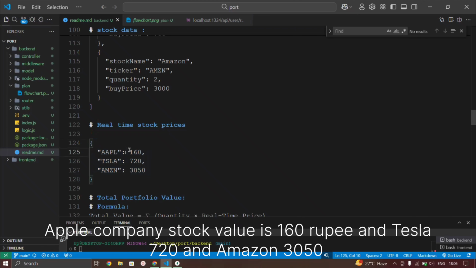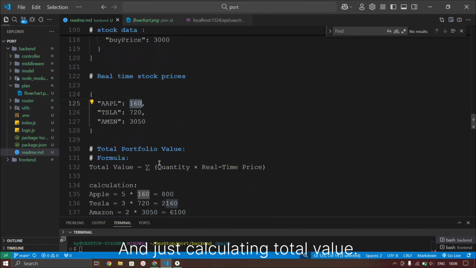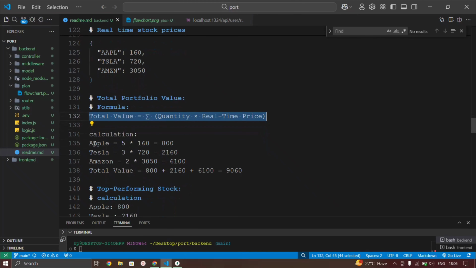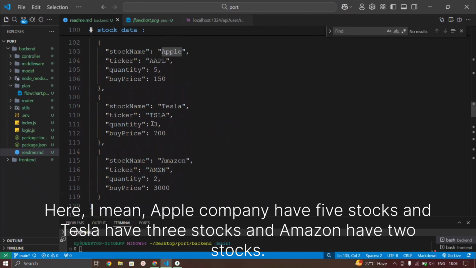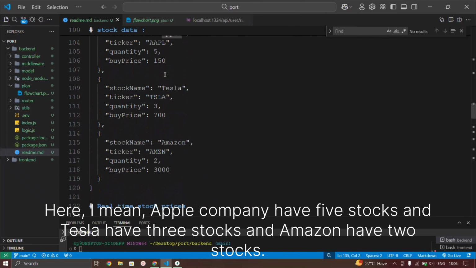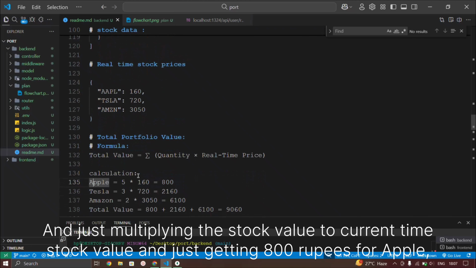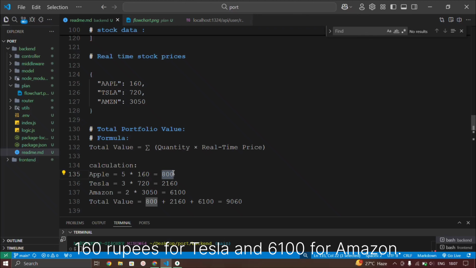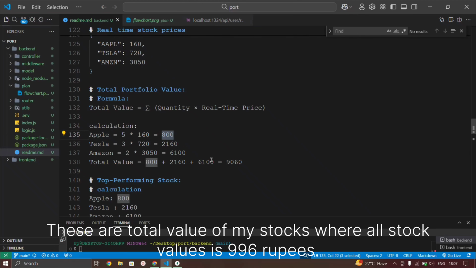These are not current values, I just took a sample. Apple company stock value is 160 rupees, Tesla 720, and Amazon 3050. I'm calculating the total value among all stocks. Apple has five stocks, Tesla has three stocks, and Amazon has two stocks. I'm multiplying the quantity by the current stock value, and getting 800 rupees for Apple, 2160 rupees for Tesla, and 6100 for Amazon. These are the total values of my stocks. My total stock value is 9060 rupees.